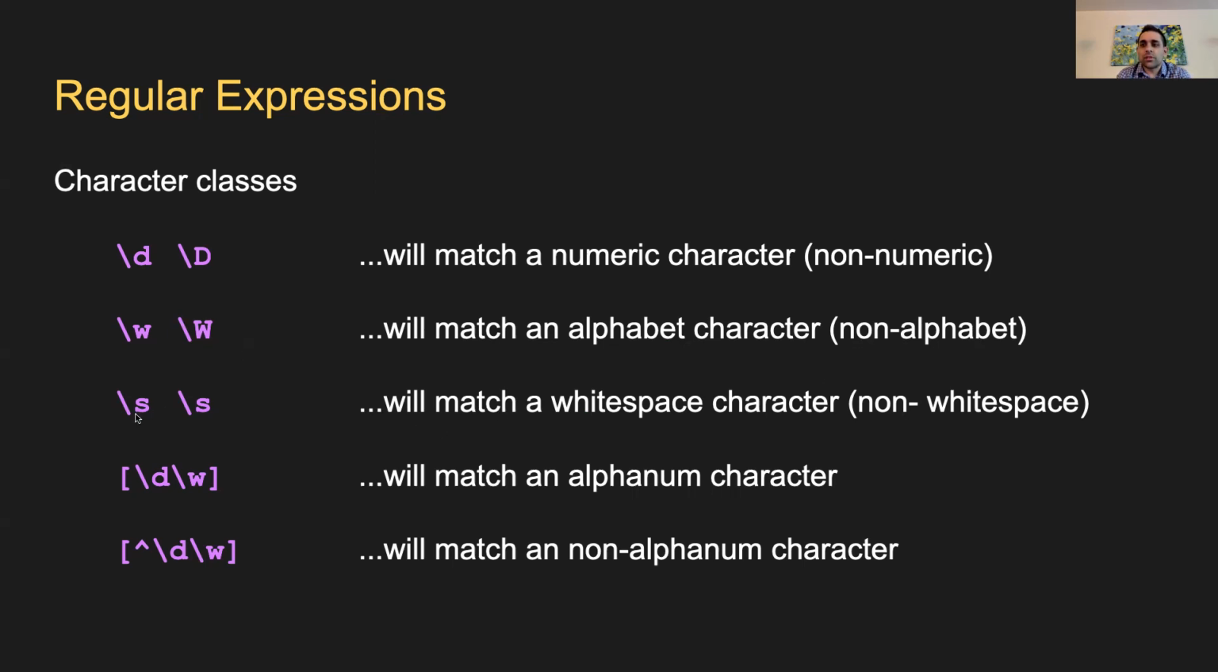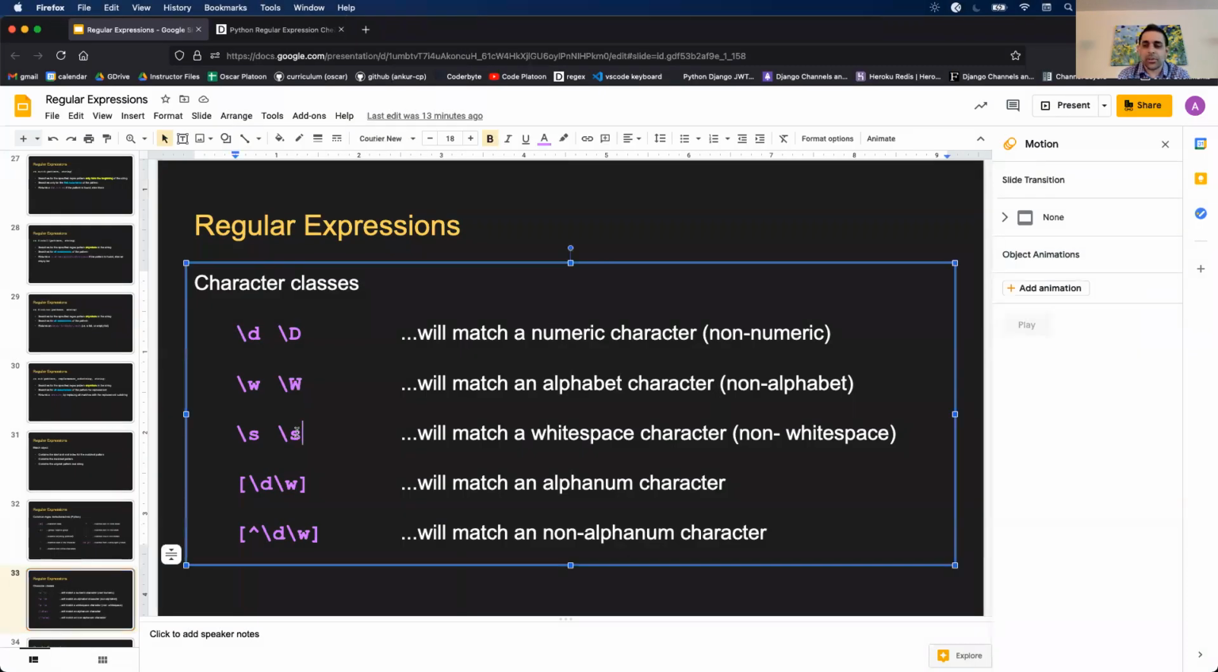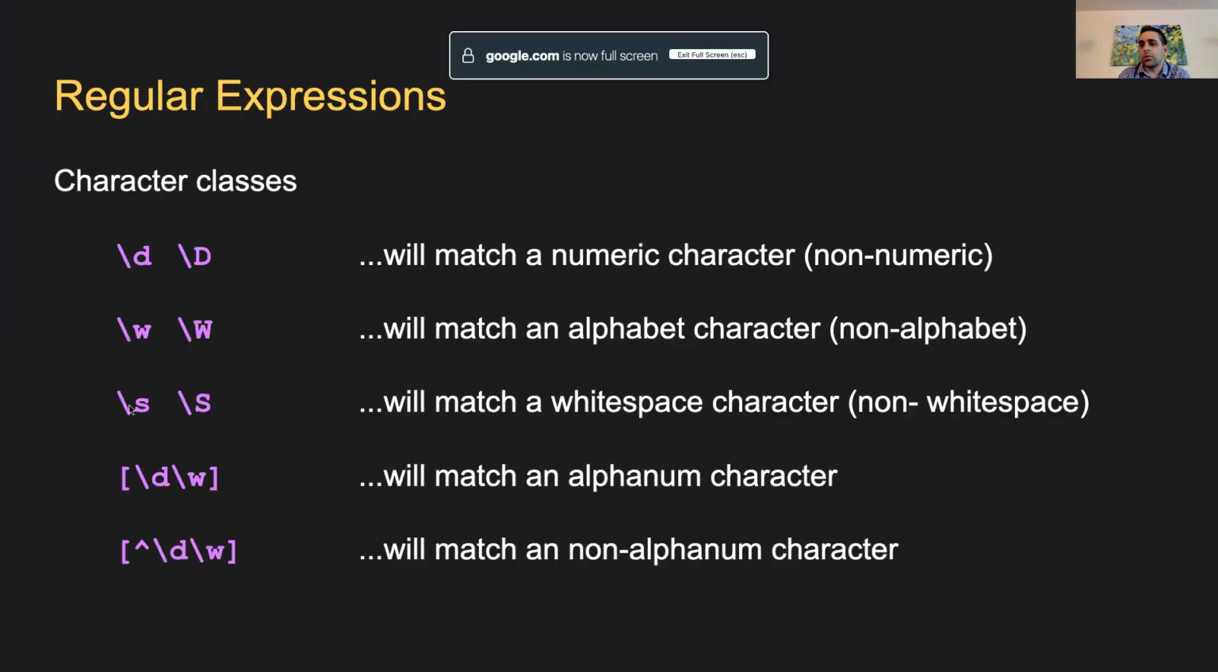And then we also have \s, and great, another typo, my apologies, that should be \S. So lowercase \s will match any white space character. So again, white space characters can be spaces, tabs. I'm not sure if there's others, but \S will match non-white space characters. So again, these are the predefined character classes.